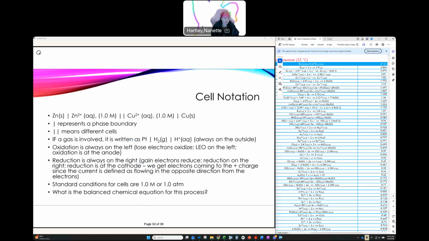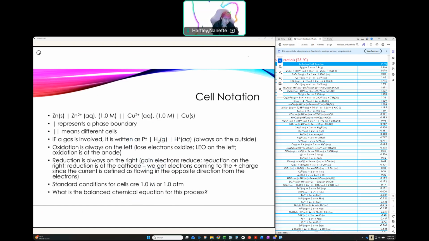Now, we have another thing that we deal with, and it's called a cell notation. It's a shorthand way for us to talk about what those cells that we drew on the last two slides will actually look like. So lazy chemists don't want to draw everything every single time.